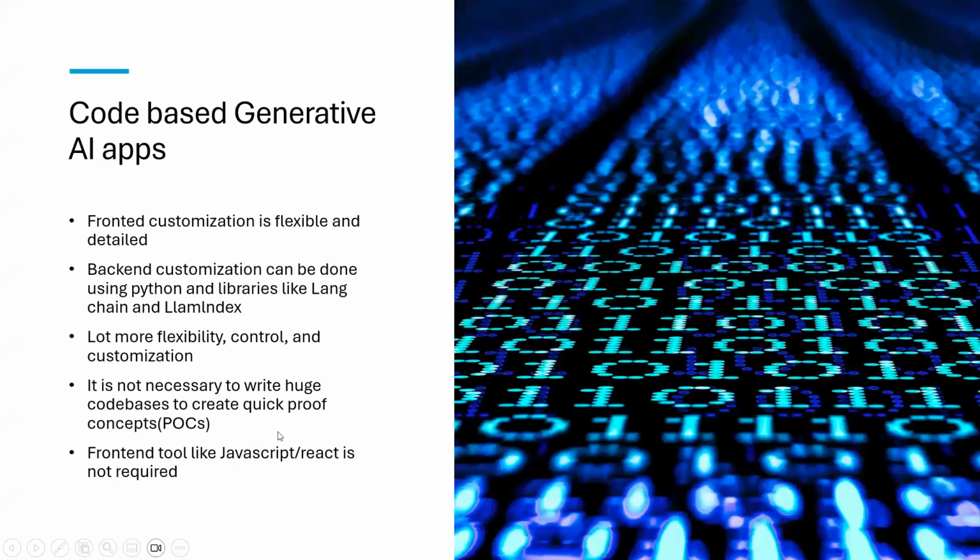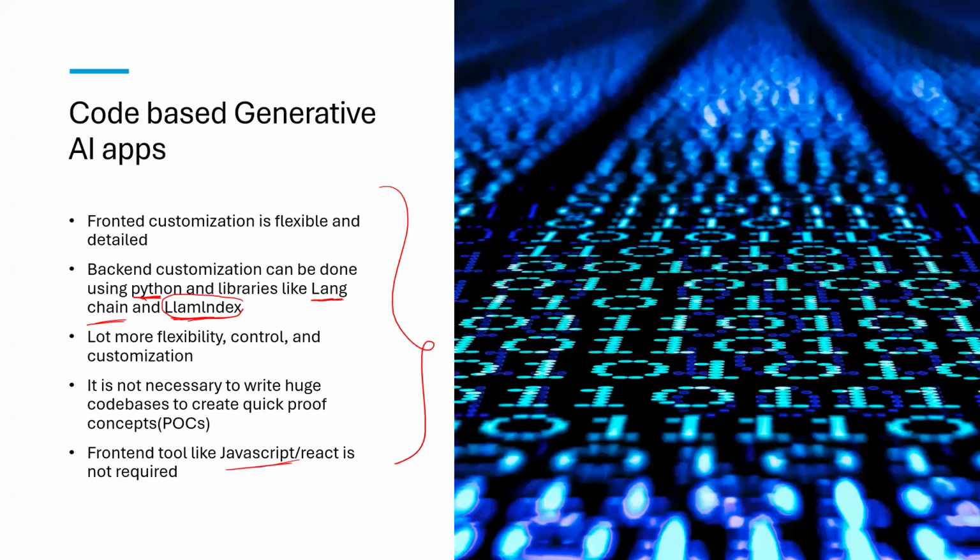Front end tools like JavaScript and React are not required. You only need Python and libraries like LangChain and LlamaIndex. Facebook created this LlamaIndex. The L is silent, one L is silent. You don't need front end tools like JavaScript or React, nothing is required, just LangChain and LlamaIndex if you want to control it. How to create a code-based LLM app, I will show you in the real class.